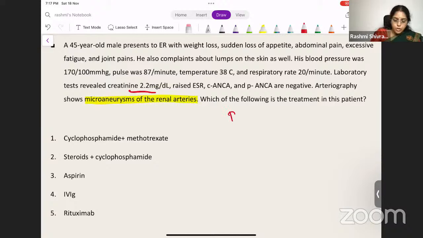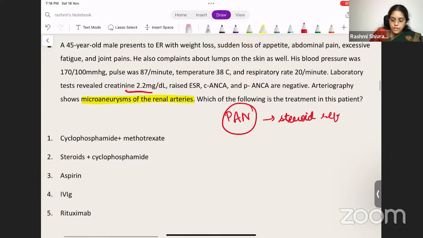It is polyarteritis nodosa, right? Yes, Dr. Kartika and Dr. Aradhya, you're very right. It is polyarteritis nodosa. It is not polyarthritis, it is polyarteritis nodosa. It is involvement of the arteries, inflammation of the arteries. Something we saw when we were discussing polyarteritis nodosa in our classes, I said that it is steroid refractory, right? It mostly has a poor prognosis because it is steroid refractory.